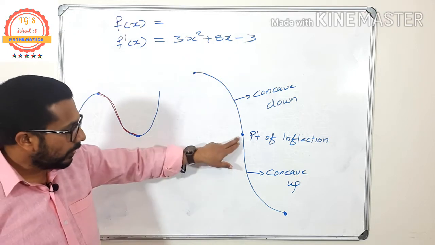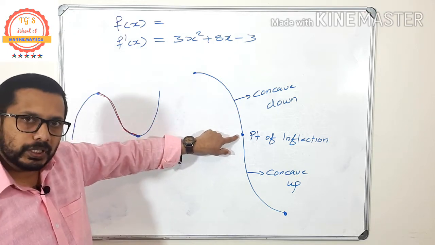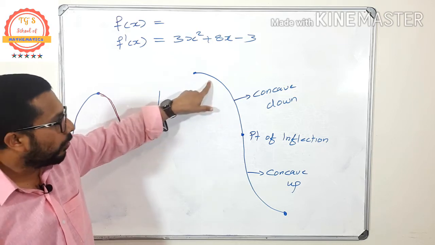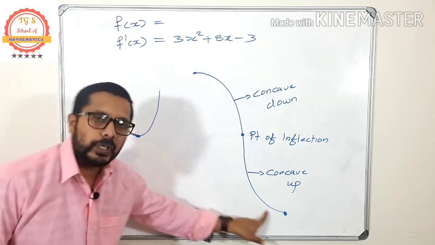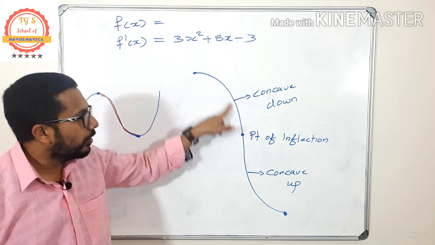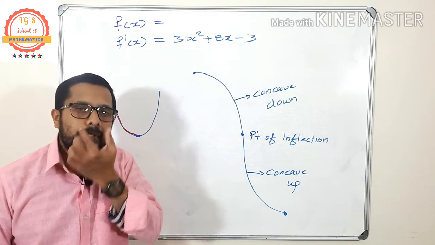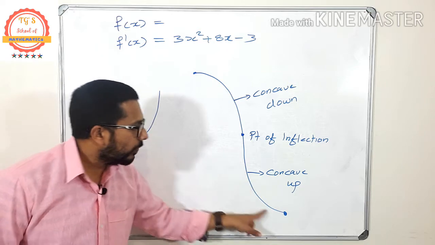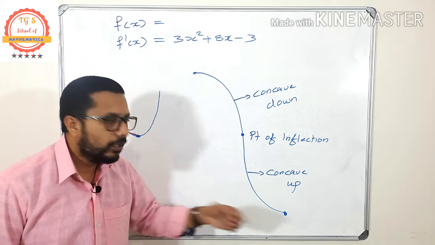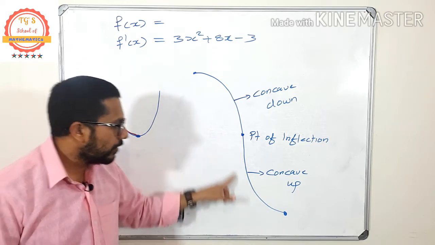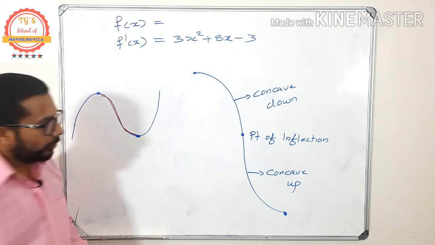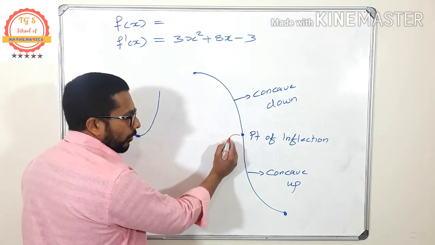So look at this one. What is the point of inflection? Let me say it like this: the point at which the concave down changes to concave up, that is the point of inflection. So what is this one? Concave down. You just remember this one. This is concave down, and what is this one? Concave up. You can see that the mustache is like this here and like this there. So this is concave up and this is concave down. And remember this point is known as the point of inflection.